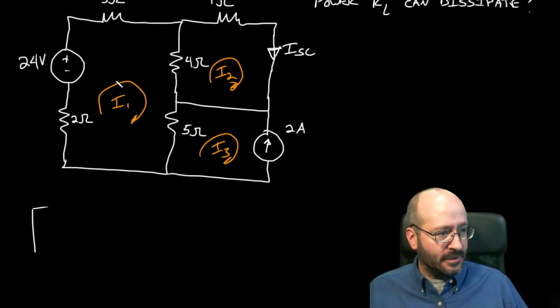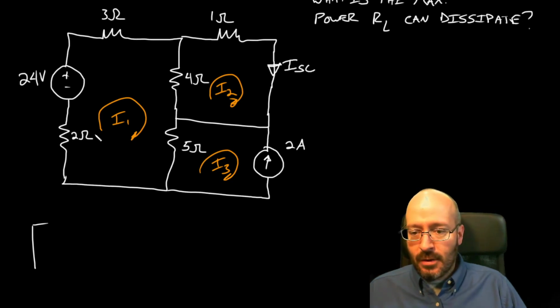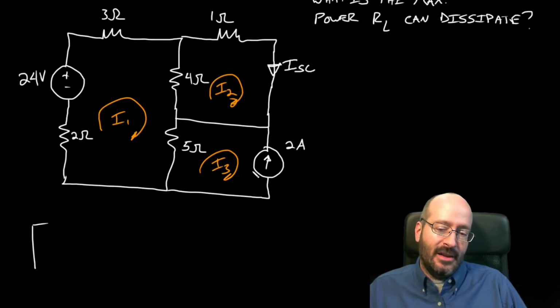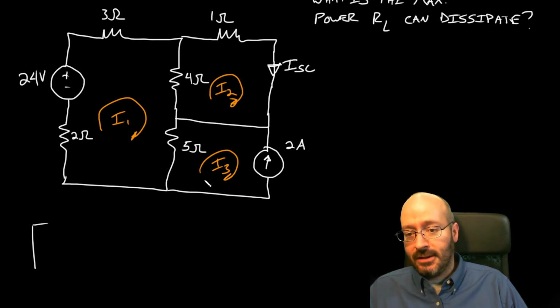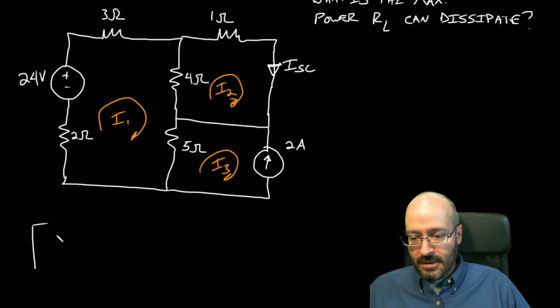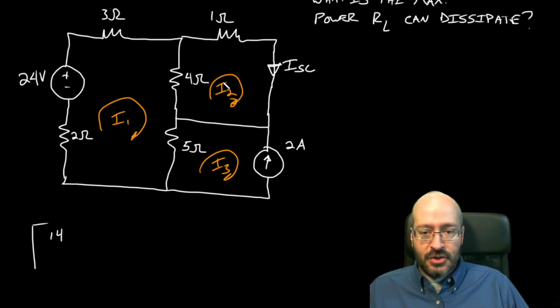Let me get a little more on the screen here. Before I start, there's one current supply. It's down here in I3, so there are no supermeshes. We're going to write one KCL and two KVL. Let me do the KVL for I1, the KVL for I2, and then finish with the KCL for I3. For the KVL for I1, what does I1 touch? It touches 2, 3, 4, 5, so that's going to be a total of 14. What does I1 share with I2? It shares the 4. What does I1 share with I3? It shares the 5.